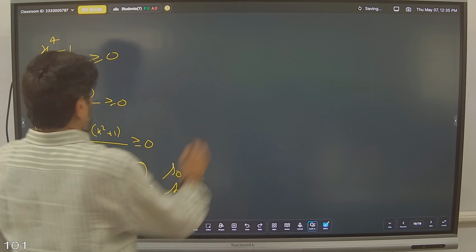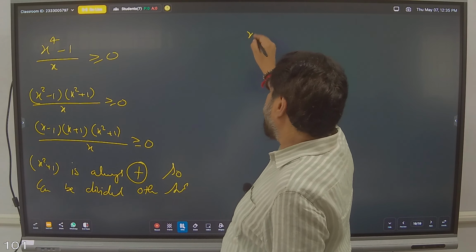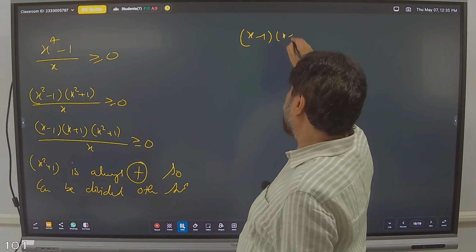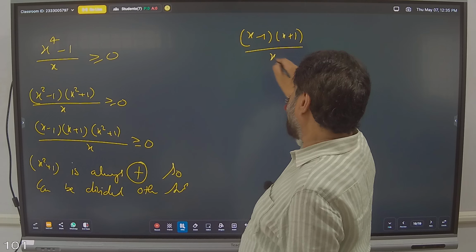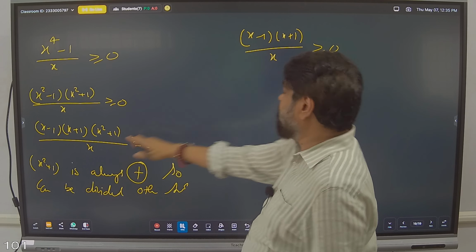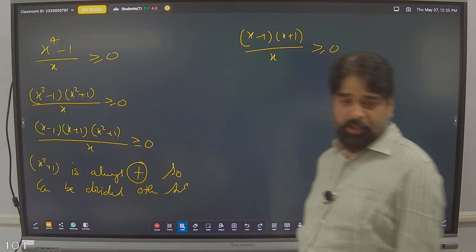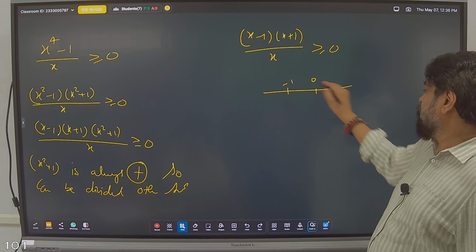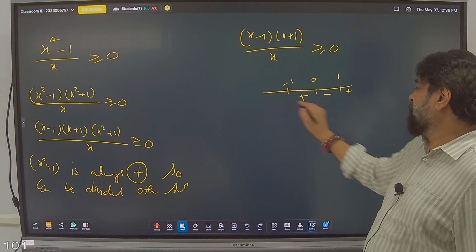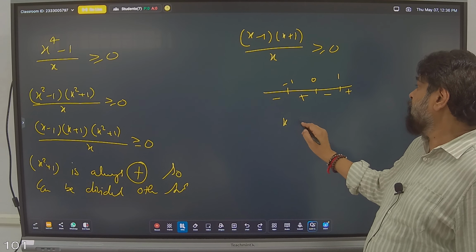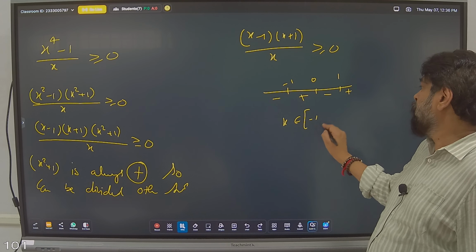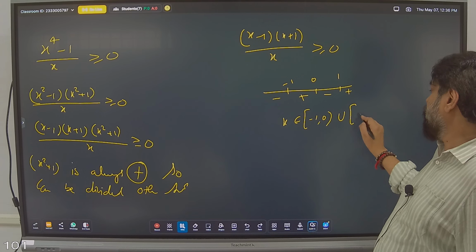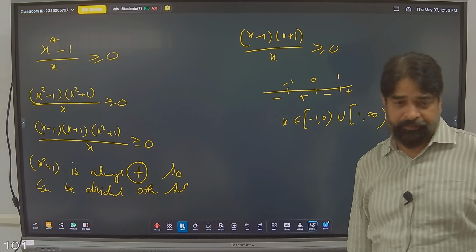So this question will become (x minus 1)(x plus 1) by x greater than or equal to 0. Divided to the other side means 0 by x square plus 1 will become 0. Now critical points we can plot: minus 1, 0, 1, and all the other drama is the same. Positive we want, so x belongs to minus 1 closed, 0 open, union 1 closed to infinity will be the answer.